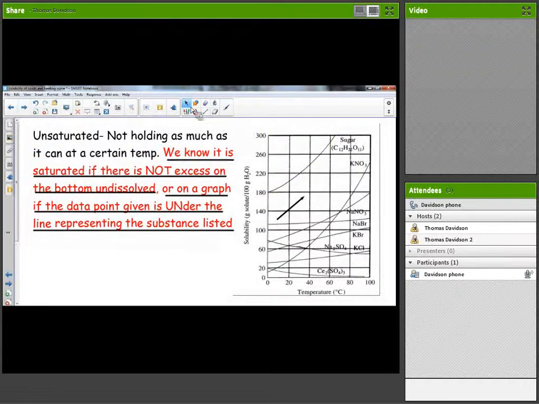Unsaturated. Ignore this thing right here. Unsaturated means it's not holding as much as it can. This is what I mean by your knowledge of the English language.